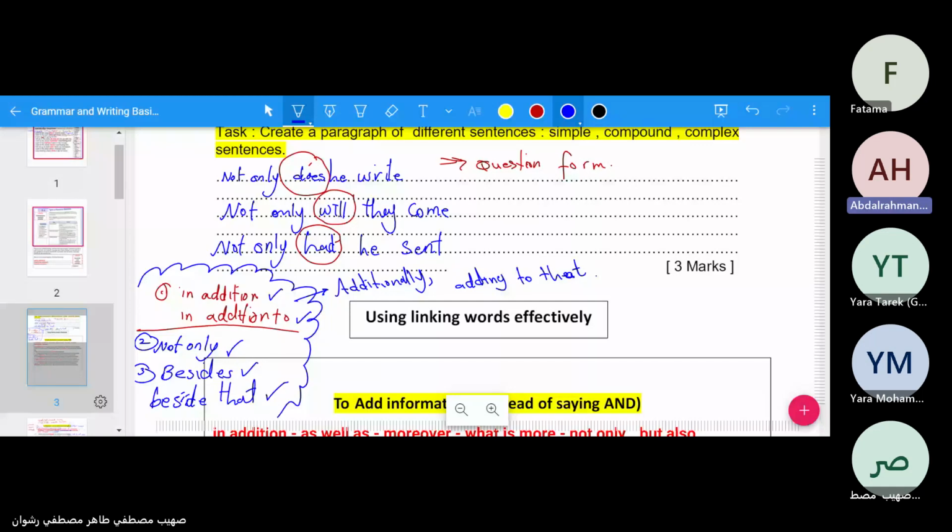Sir, what I sent in the chat, I sent it by accident. Okay Abdurrahman, never mind.